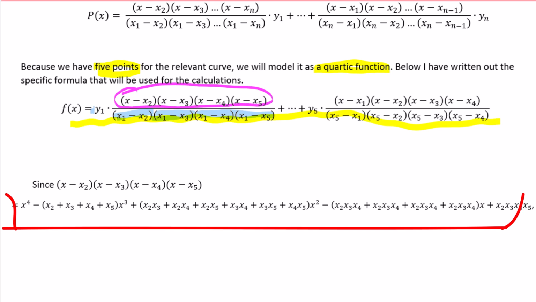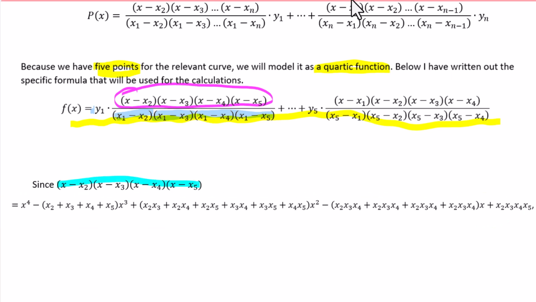Here is the solution. We got 1 for the coefficient of x to the 4th power. The coefficient of x to the 3rd power is this. The coefficient of x squared is this. The coefficient of x is this. This is a constant.